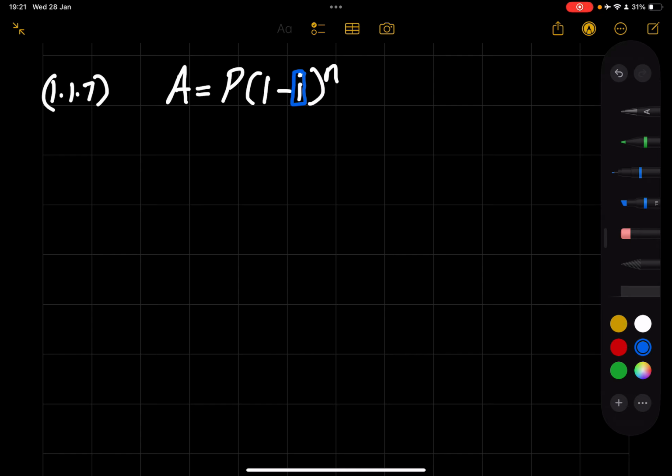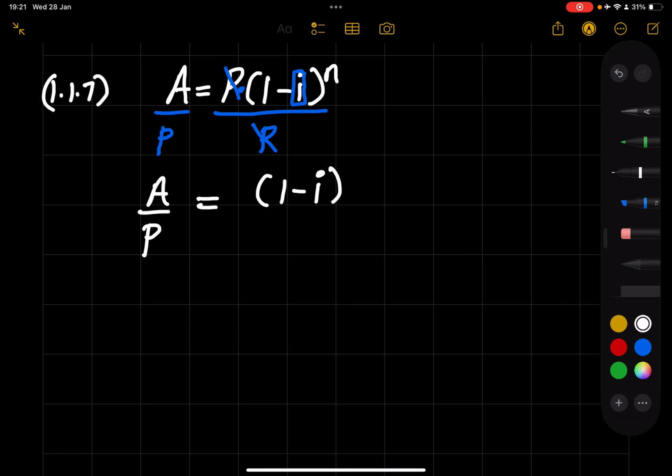We can see that the P must move first because it's not inside the bracket, right? And P is a multiplier on the right, so it must be a divider on the left. So we divide both sides by P, and this will obviously cancel. And then we have A over P is equal to 1 minus I all to the power of n.